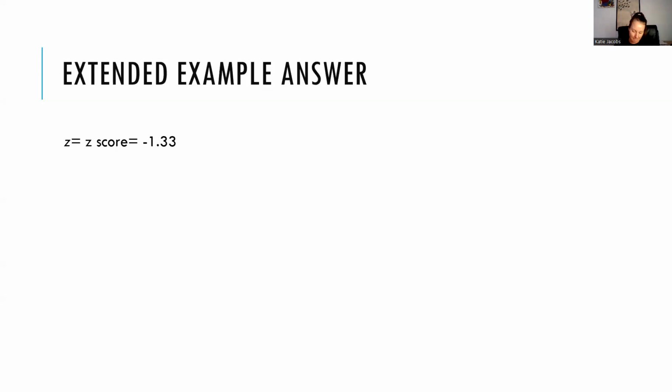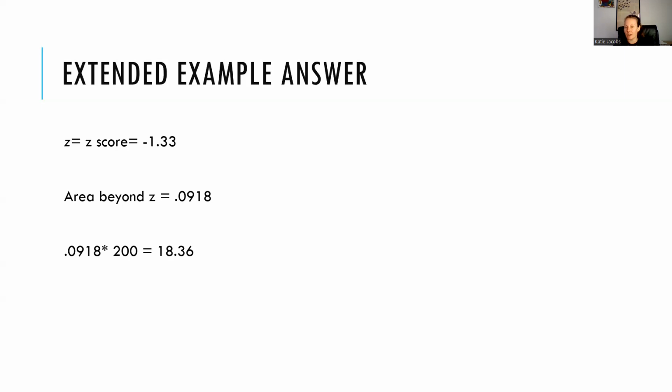What's our next step? If you say we will multiply our proportion, which is 0.0918 by 200, you're correct. So let's go ahead and do that. So when we multiply 200 by our proportion of 0.0918, what do we get? We get 18.36. Students should take that class.